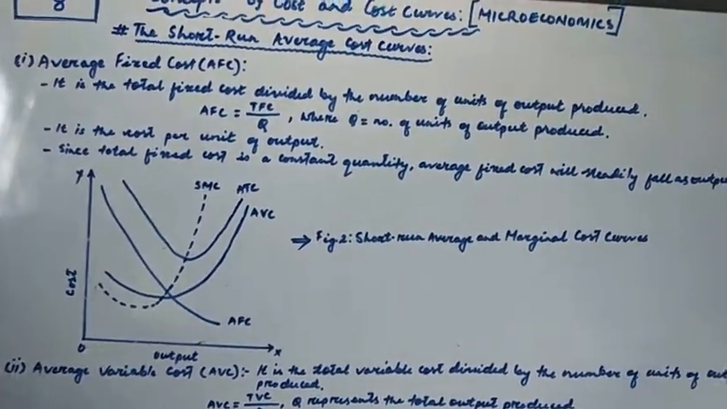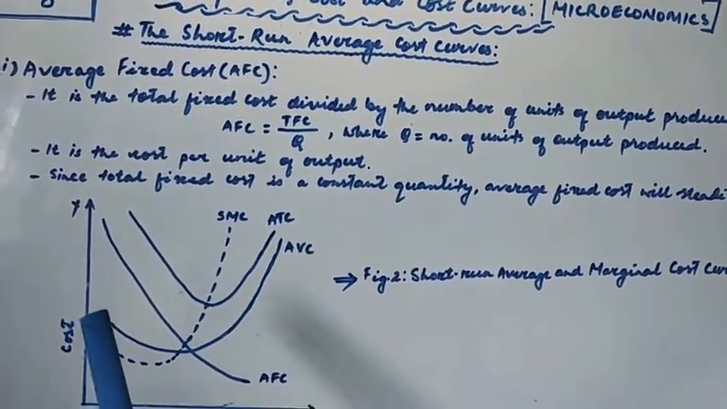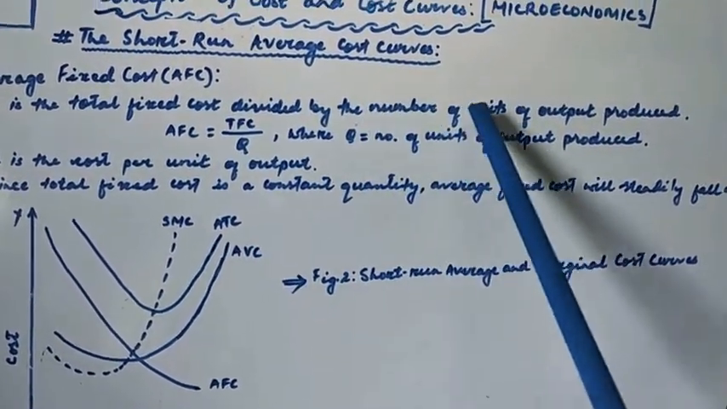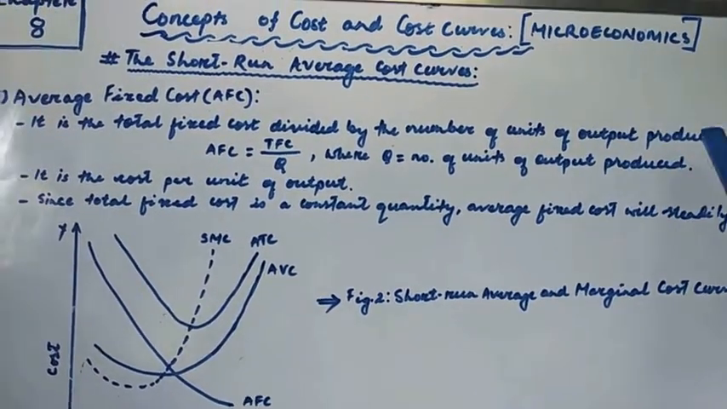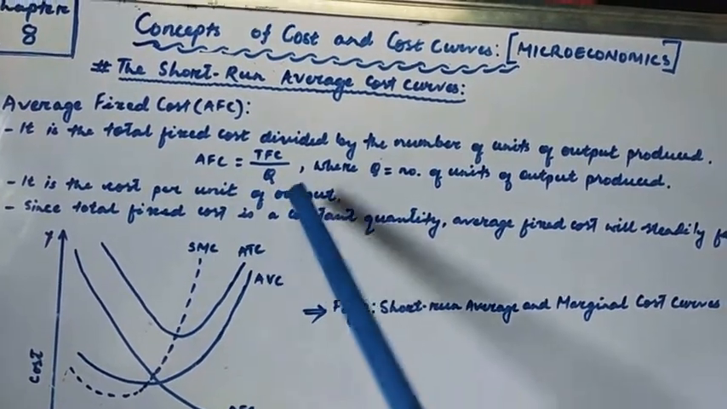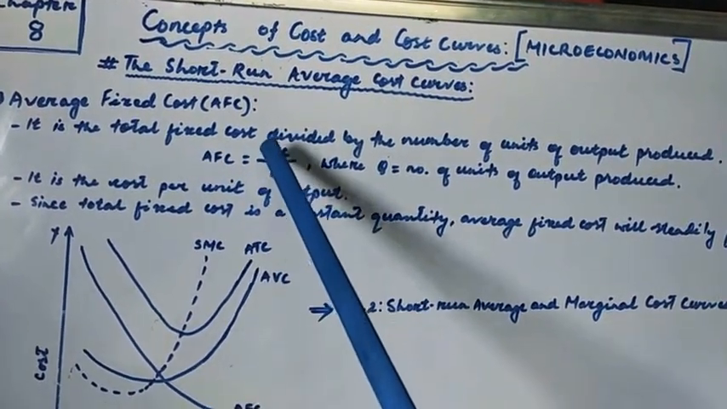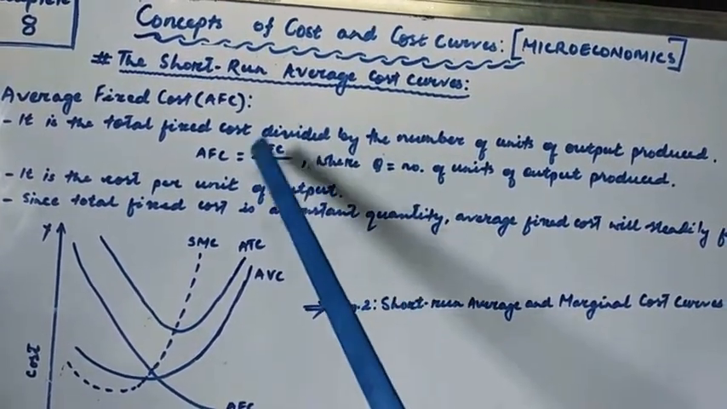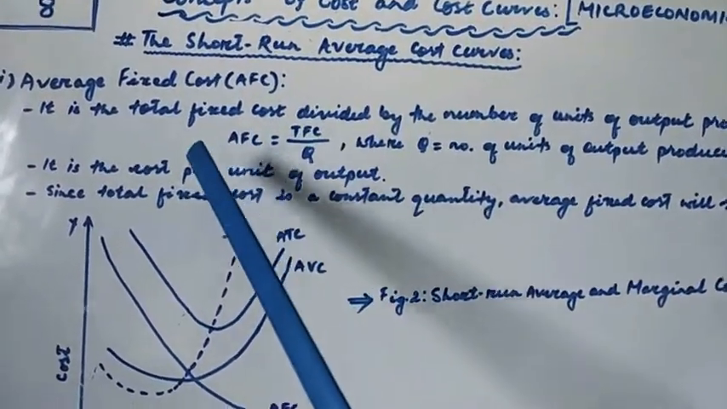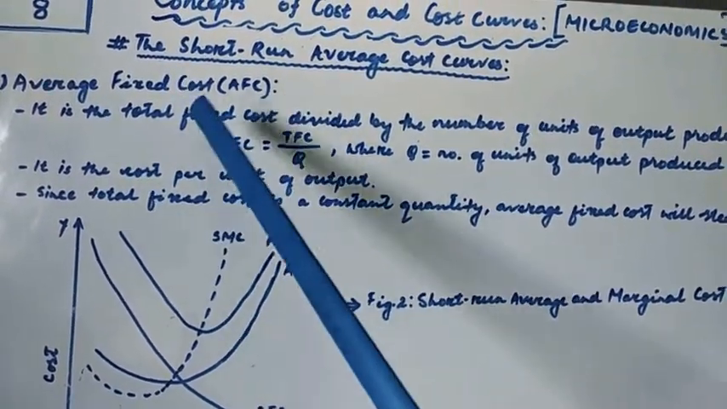In the first place, what we have is average fixed cost. So what is an average fixed cost? It is the total fixed cost divided by the number of units of output that is produced. So average fixed cost is nothing but the cost per unit of output. In equation we can give it like this: average fixed cost equals total fixed cost divided by the output, or number of units of output produced. In simple terms, it is the cost that is charged per unit of output. That is average fixed cost.